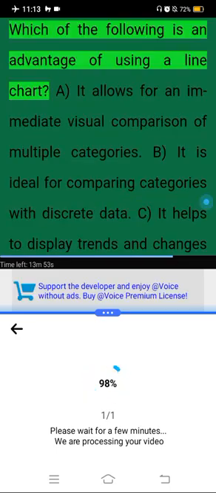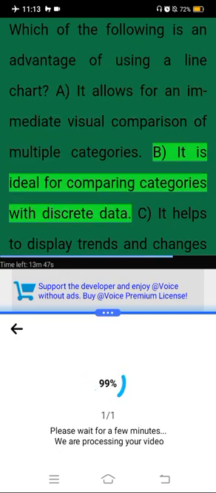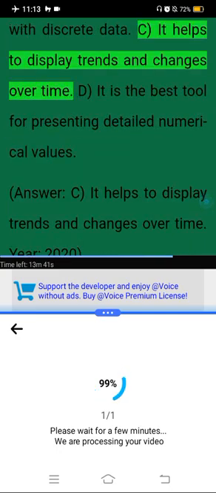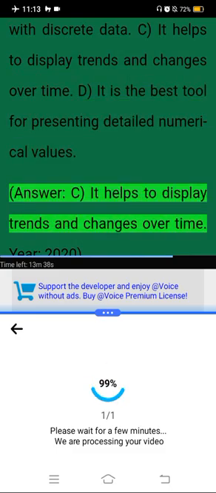Year 2020. Which of the following is an advantage of using a line chart? A. It allows for an immediate visual comparison of multiple categories. B. It is ideal for comparing categories with discrete data. C. It helps to display trends and changes over time. D. It is the best tool for presenting detailed numerical values. Answer: C. It helps to display trends and changes over time.